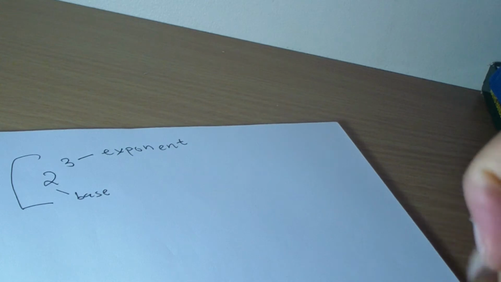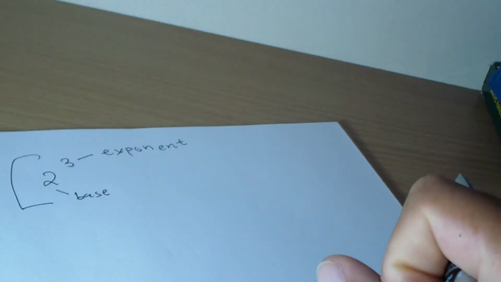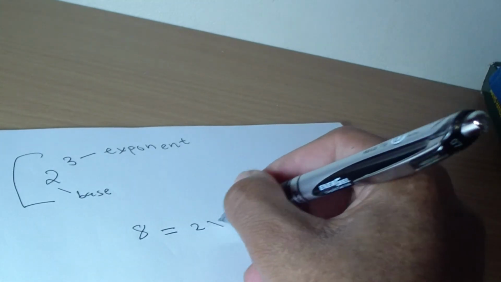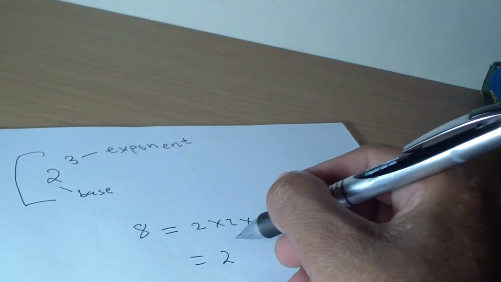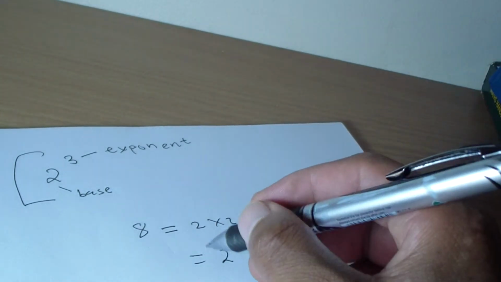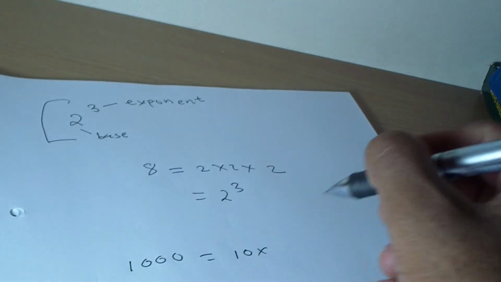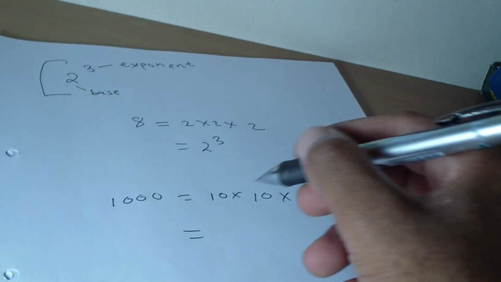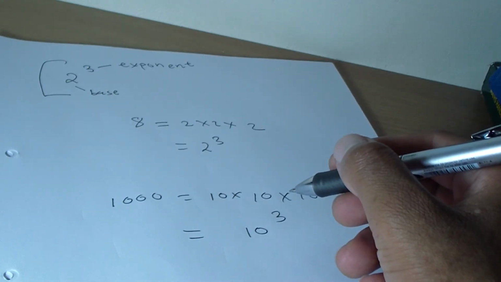Okay, so exponential form: any number that can be written as a repeated multiplication of another number can be written in exponential form. E.g., let's use the 8 that I already gave you, 2 times 2 times 2. We can write this in exponential form as 2 to the power 3. We can even have, let's say, 1000. We can rewrite it as 1000 is equal to 10 times 10 times 10, which is exactly as saying 10 to the power 3. Okay, other numbers can be represented in many ways.